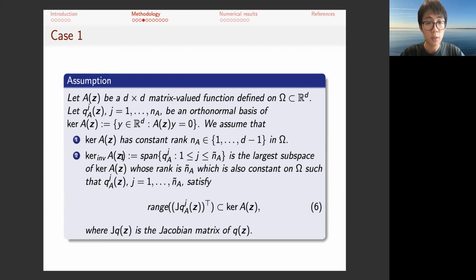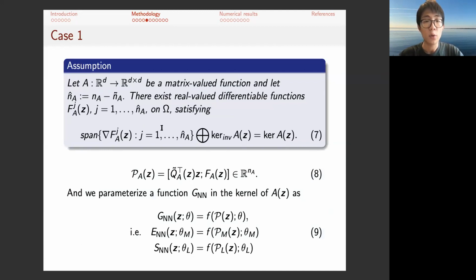And we also assume that the largest subspace of kernel A, whose rank can be represented by the span of some basis function, satisfies some invariance properties, in the sense that we want the range of the Jacobian of these basis functions to lie in the kernel of the matrix A. The second assumption we made is that we'll assume that there is some auxiliary function f_j, whose gradient constitutes another part of the kernel of A, and we assume that the span of the gradient of f together with the previous space we introduced, the direct sum of these two parts, will constitute the whole kernel space of matrix A.